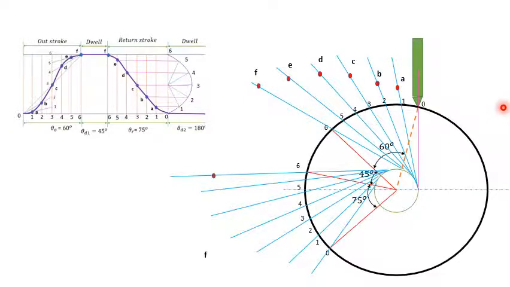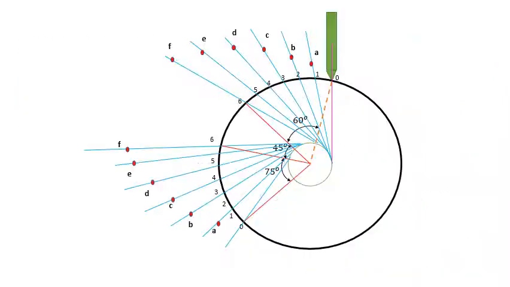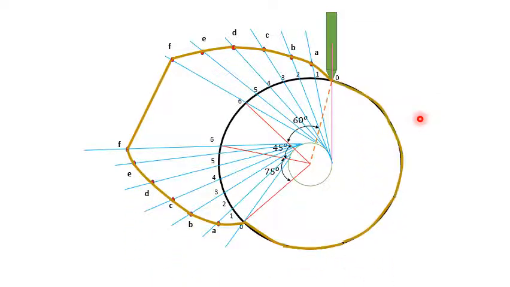Similarly, in the return stroke also, 6 to F, 5 to E, then 4 to D, 3 to C, 2 to B, 1 to A. So like this we have to mark the cutting points. After marking all the cutting points, using a smooth curve we have to join all the cutting points like this. So this dark line represents the cam profile. So like this we have to draw the cam profile.